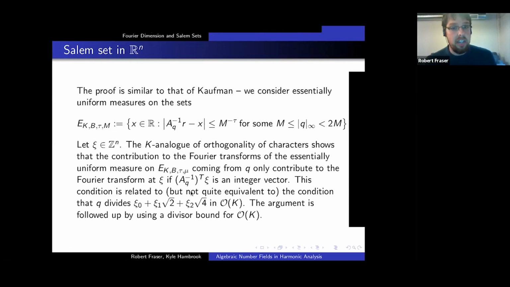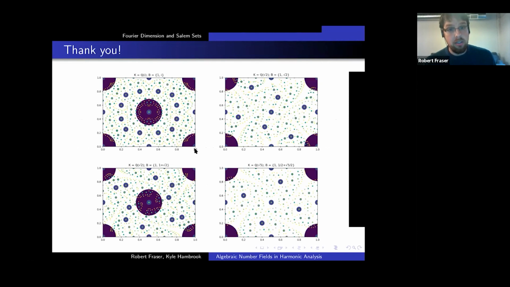I'll end with a picture. These are just some pictures of some of the Salem sets that we considered.